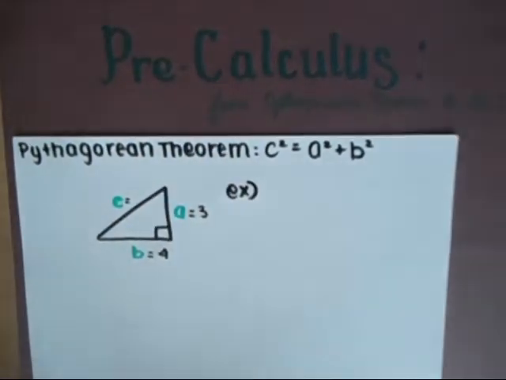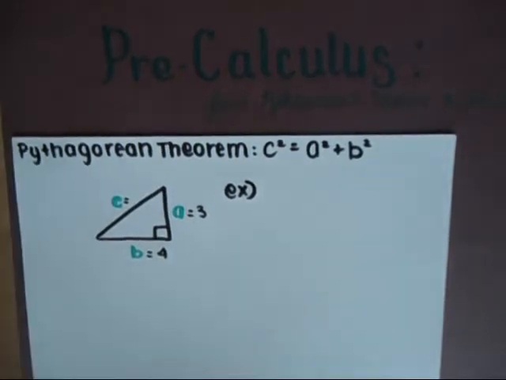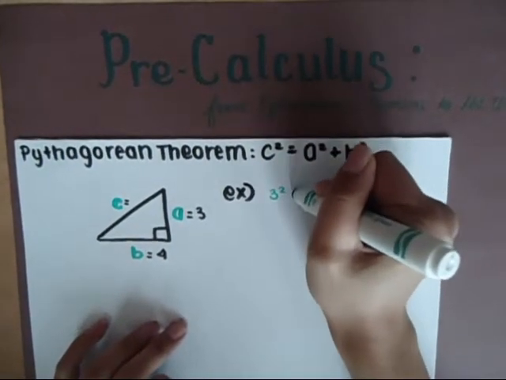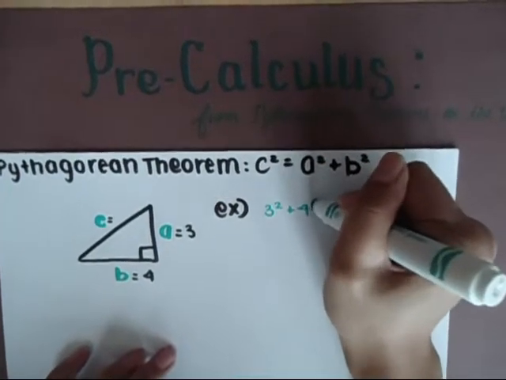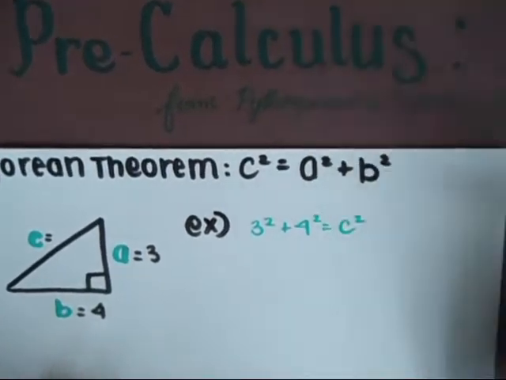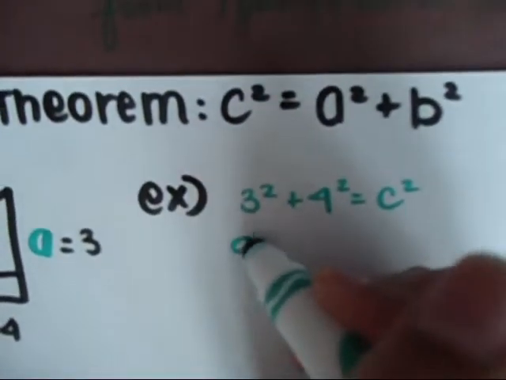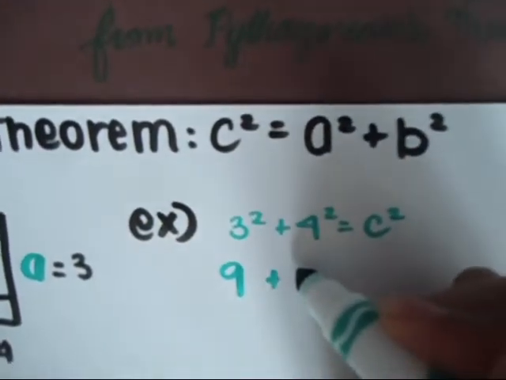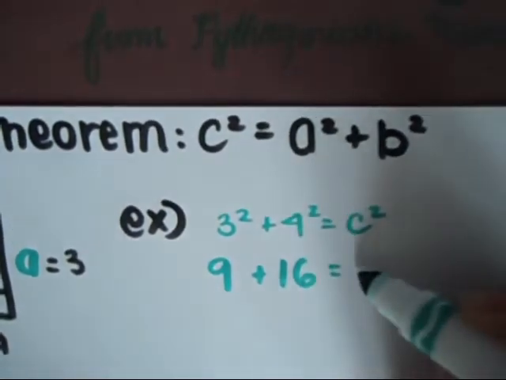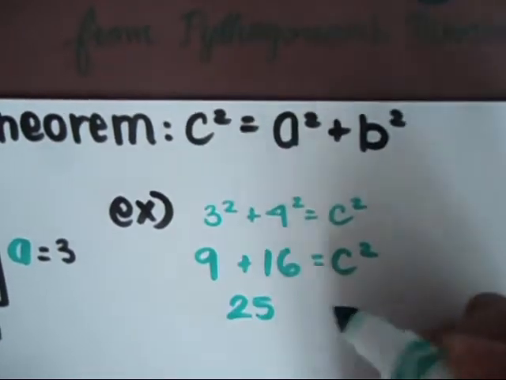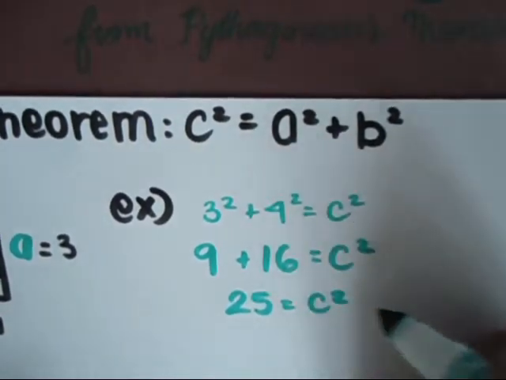So, according to Pythagorean's theorem, it would be 3 squared plus 4 squared equals c squared. Okay? So 3 squared is 9 plus 4 squared, which is 16, equals c squared. 9 plus 16 is 25, equals c squared.